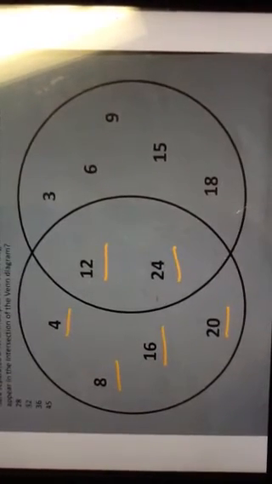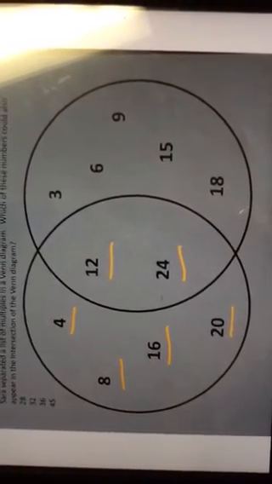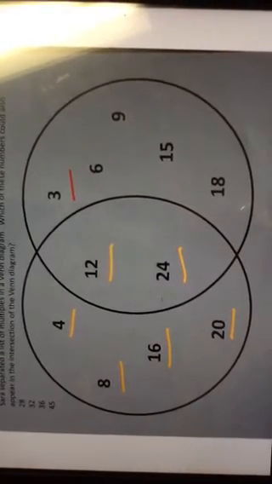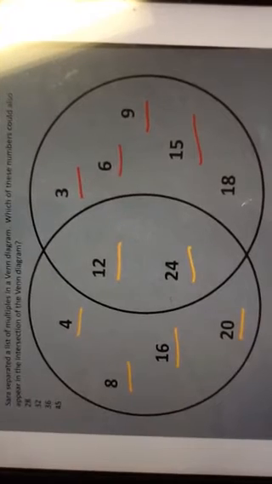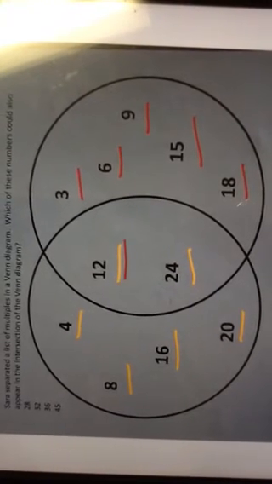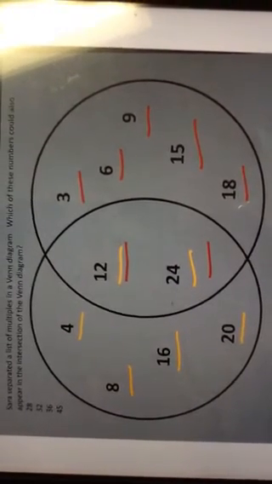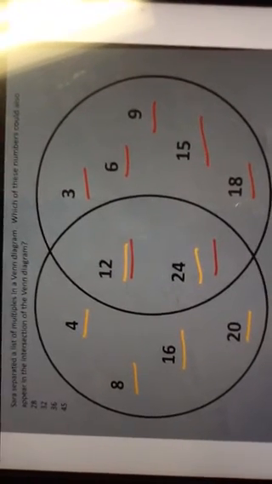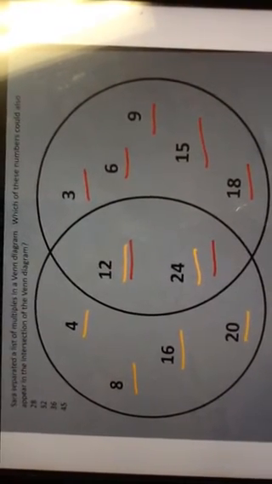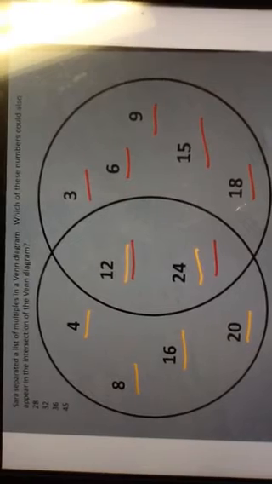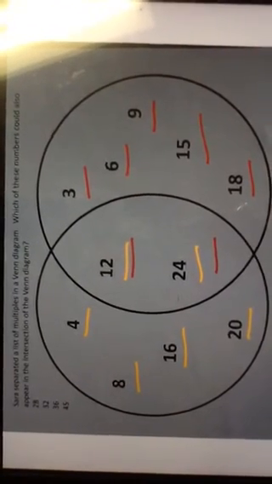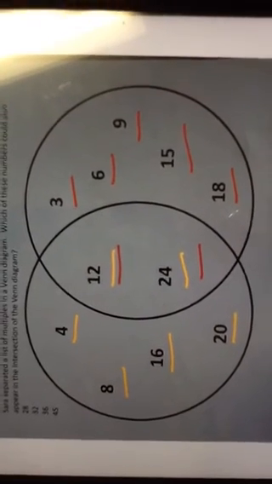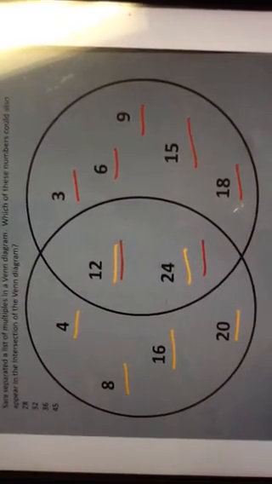On the opposite side of the Venn diagram, I have a 3, a 6, a 9, a 15, an 18, a 12, and a 24. What I see in common here is that all of these are multiples of 3. These are all the products that would belong in the 3's multiplication chart.